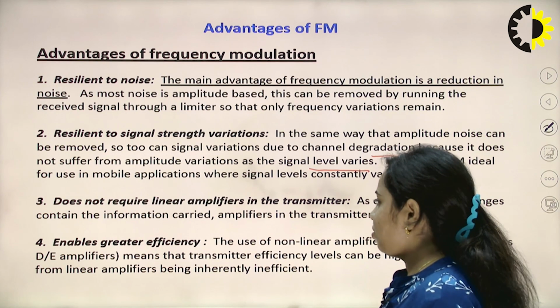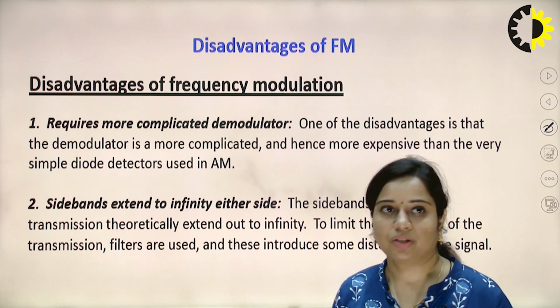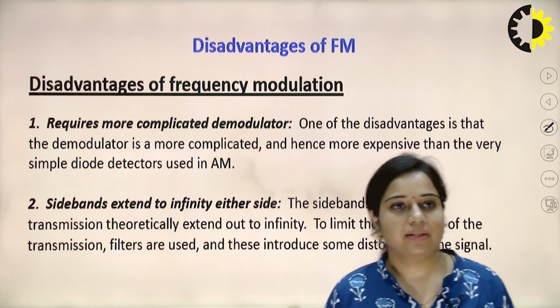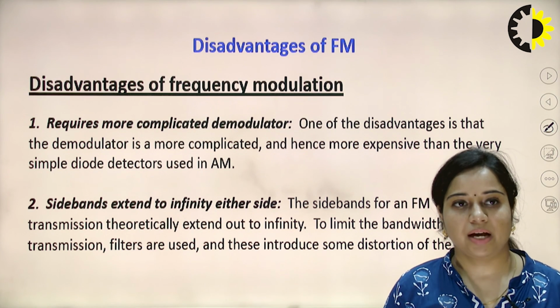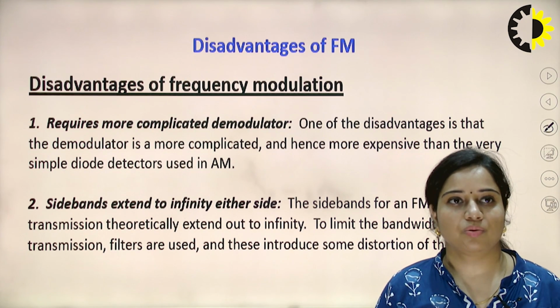Also, FM does not require linear amplifiers in the transmitter, which enables greater efficiency. Now, some of the disadvantages are that it requires a more complicated demodulator, and the sidebands extend to infinity on either side in the case of WBFM. So this is related to FM.